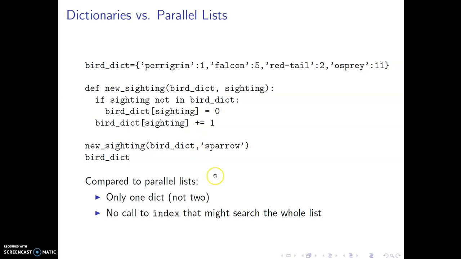So compared to parallel lists, there's only one dictionary, not the two lists. No call to index that might require a search of the whole list. You can imagine that might be computationally intensive, especially if this dictionary is managing something like a list of gene mutations, where you might have thousands and thousands of gene mutations to search. That could become quite tedious and computationally intensive if you had to do it that way. So this dictionary structure might be a far better data structure for you in these kinds of cases.